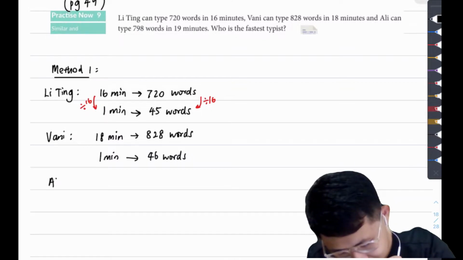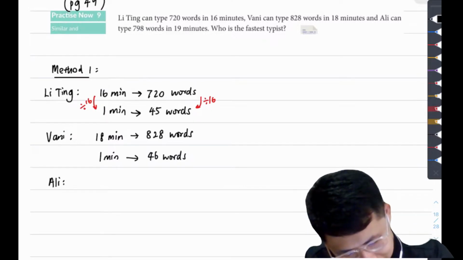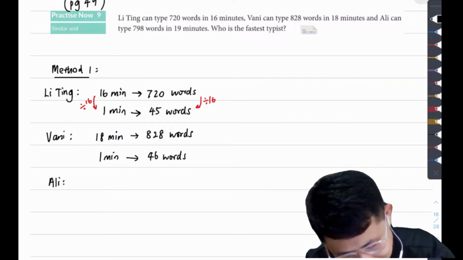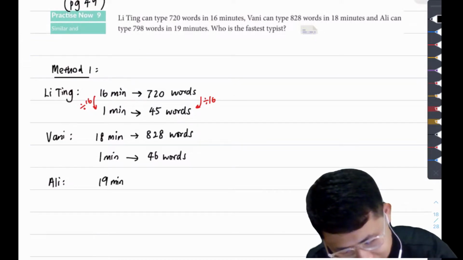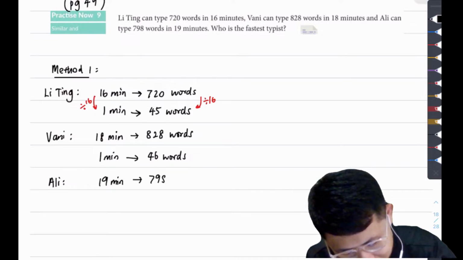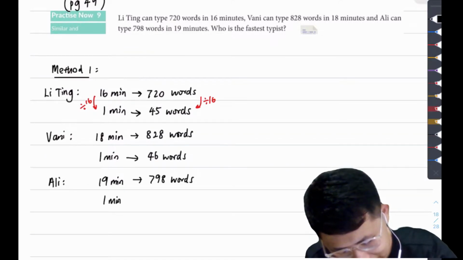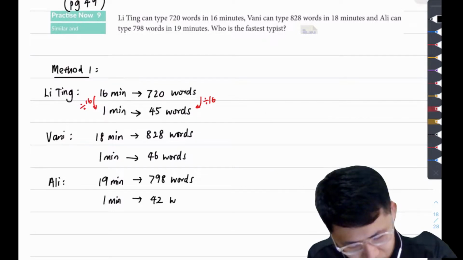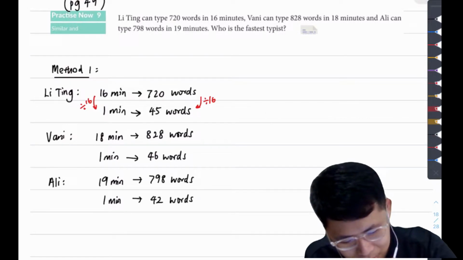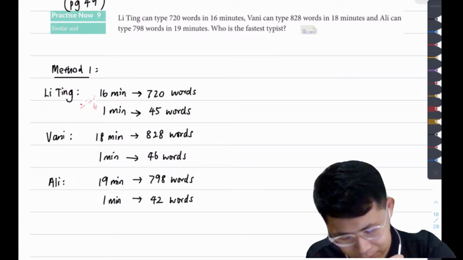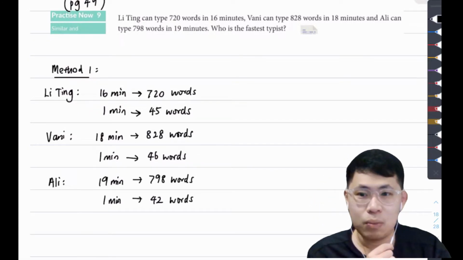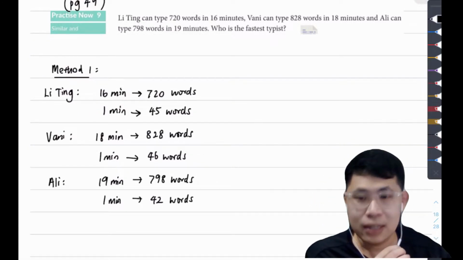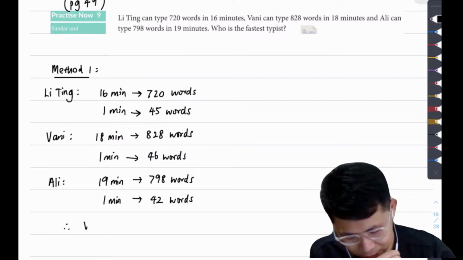Next, last but not least, we have Ali. Ali, 19 minutes, 798 words. Let's divide by 19. So this divided by 19 will give us 42 words. So who typed the most amount of words in a minute? That person will be the fastest. So who is that? The person is Vani. So Vani is the fastest.